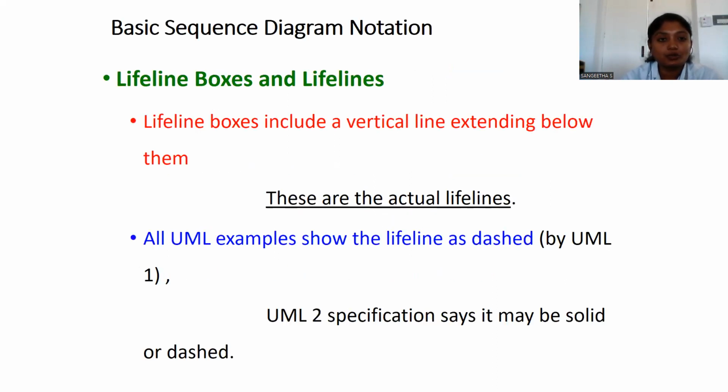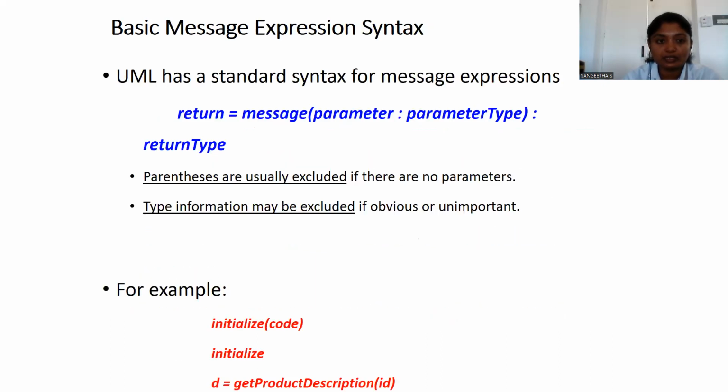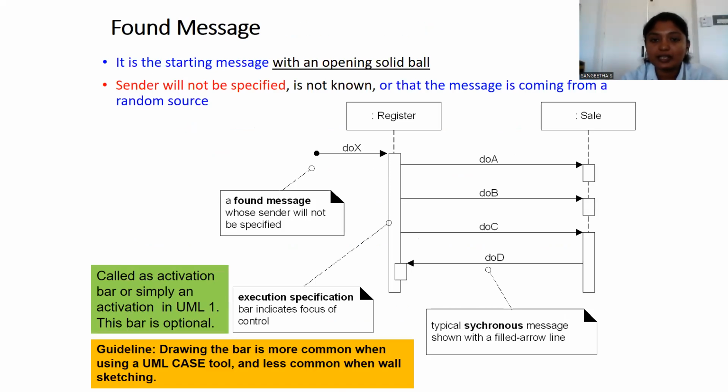Now we will start from the notation, the basic sequence diagram notations. The main things are the lifeline boxes and lifelines. So what does lifeline box mean? I will show you. See this diagram. This is a sequence diagram. In this diagram, we have two objects called register and sale. Under register and under sale, we have some dotted lines. This is called a lifeline.